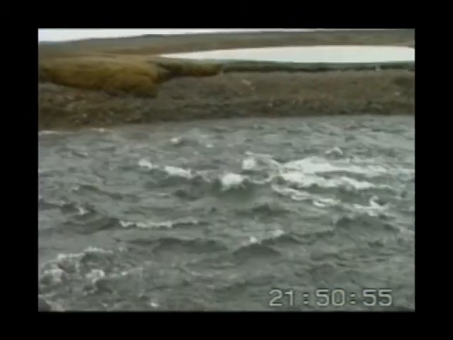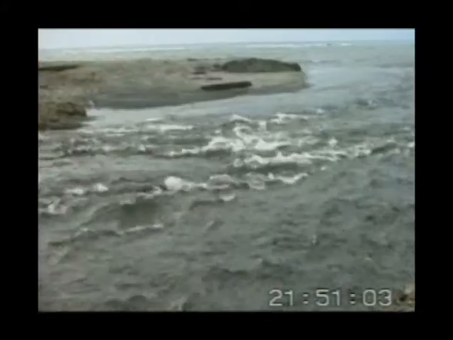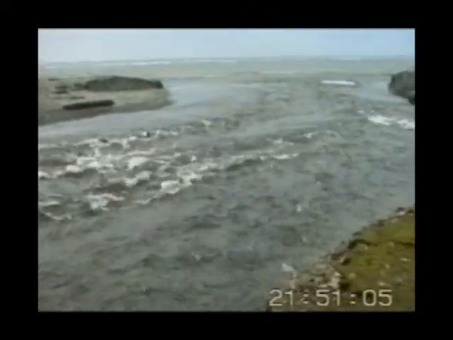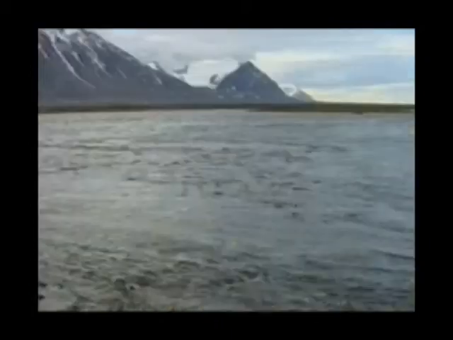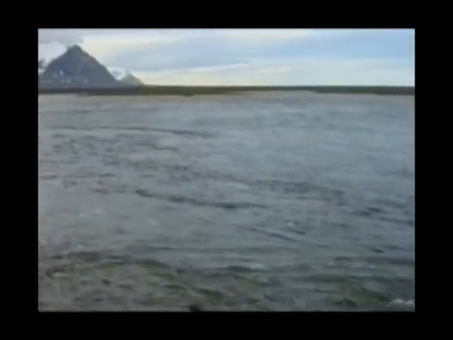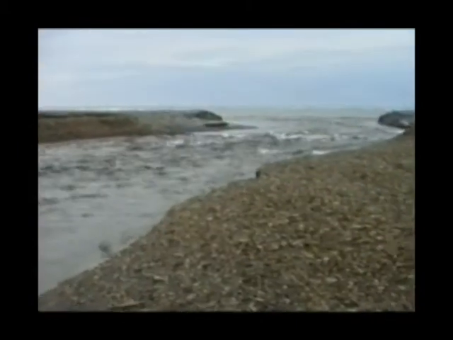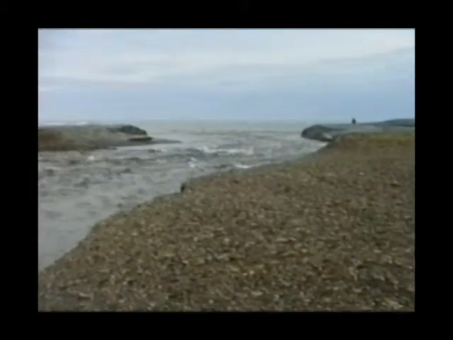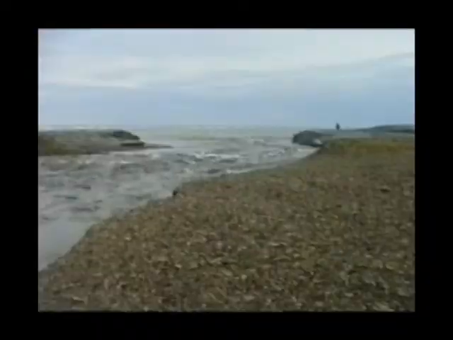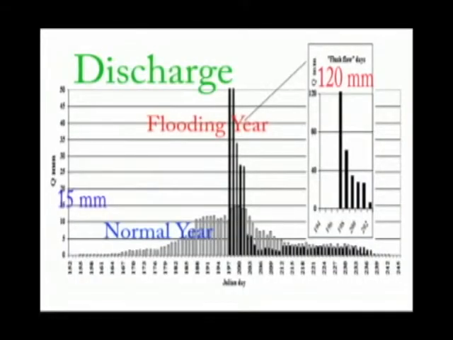This example is the discharge of a small catchment with an area of 280 hectares only. How destructive may the flooding and outflow from a large catchment be? The discharge in a flooding year is about 10 times that of the normal year during peak flow, and the pattern is also different.